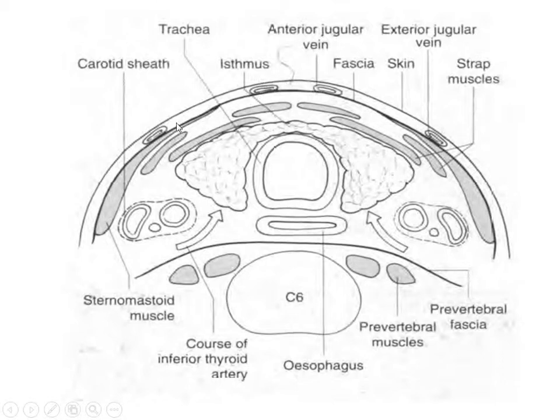This is the anterior jugular vein, and this is the posterior jugular vein. External jugular vein. This is the internal jugular vein. This is the carotid sheath, internal carotid artery, and common carotid artery, and this is the vagus nerve. Posterior to it there is the trachea and esophagus. Anterior to it is the sternocleidomastoid and strap muscle. This is the paravertebral muscles.